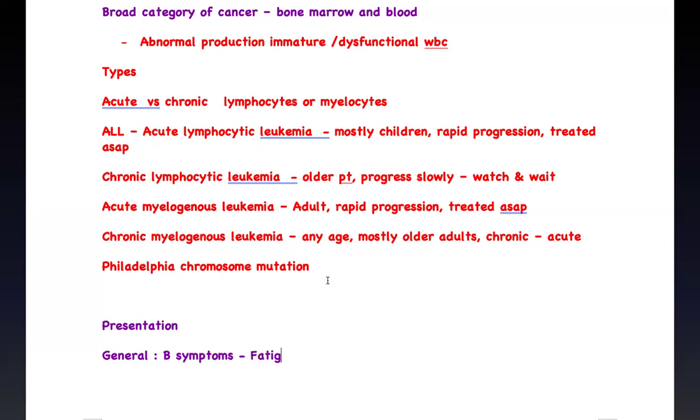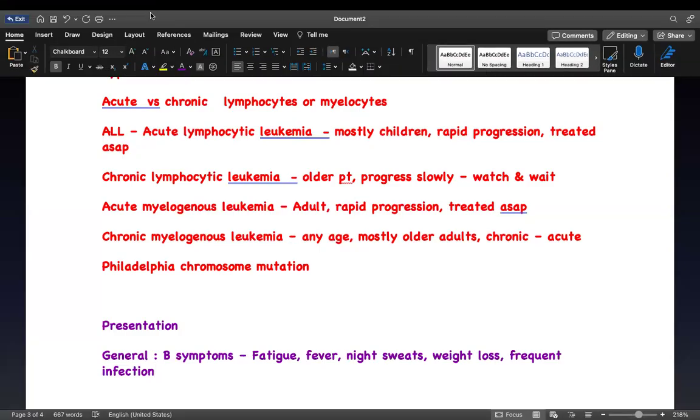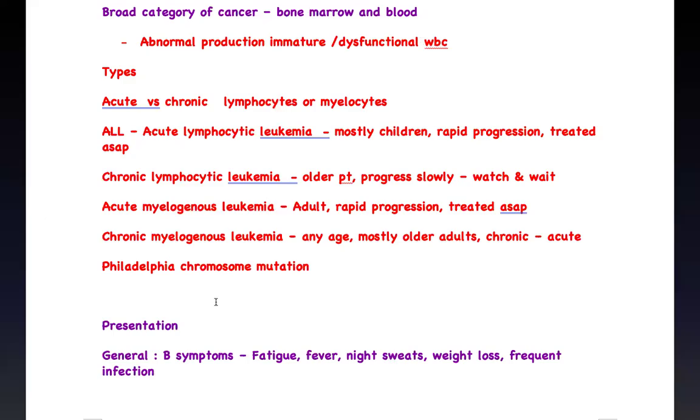They're going to have fatigue. They're going to have fever, mostly night sweats. They're going to have weight loss. They're going to have frequent infection. These are things you see related to the disease process. So those are the symptoms we call B symptoms.